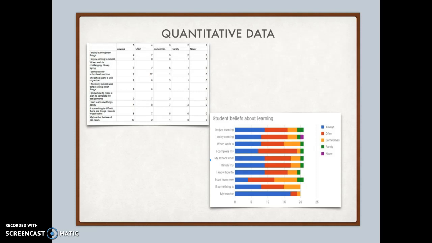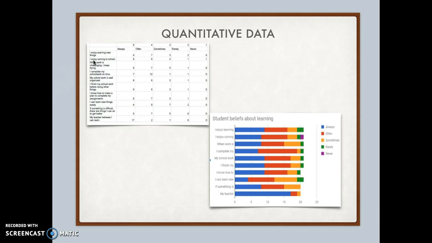Questions 1 and 2 look at the students' feelings about school, whether they like school, whether they enjoy it. The majority of the students that I polled stated that they enjoy school and learning always or often, with only a few students stating that they enjoy school and learning only sometimes or rarely.